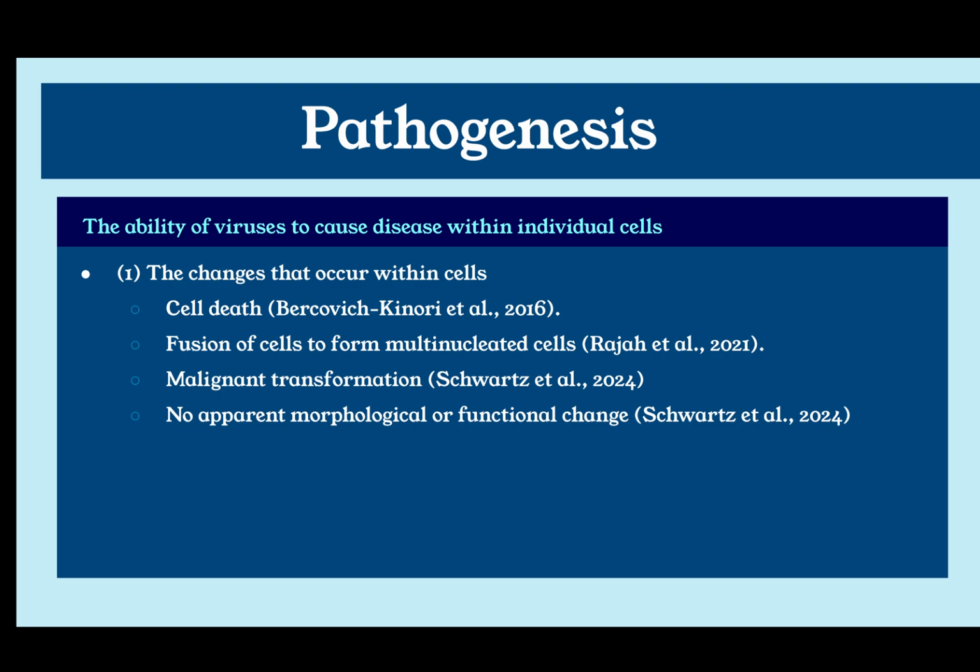Next, we have malignant transformation, which occurs when certain viruses alter a cell's genetic material in ways that drive uncontrolled growth and division. These viruses may insert their own genes into the host genome, disrupt tumor suppressor pathways, or activate oncogenes that push the cell toward a cancerous state.